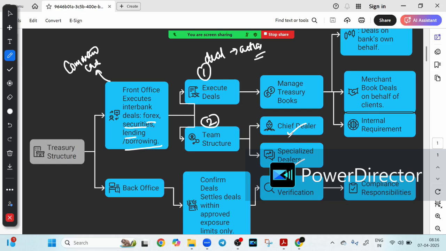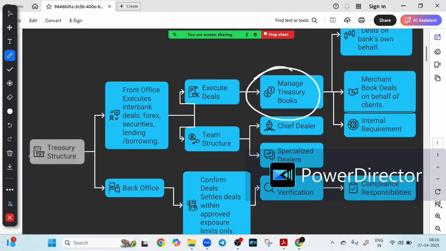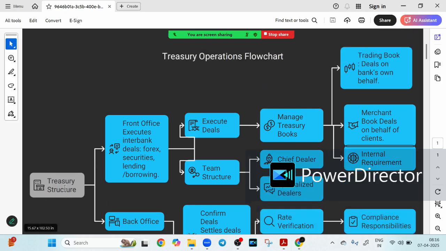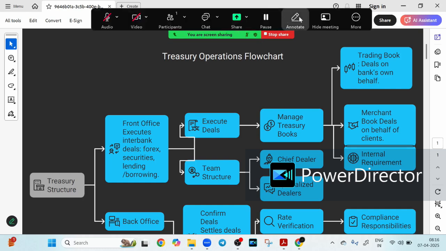Next comes managing the treasury book. Here you can see how we manage the treasury book. So friends, all executed deals are recorded and managed properly in the treasury book to track performance and risk exposure, right? This management gives rise to two types of books. Two types of books are basically there.